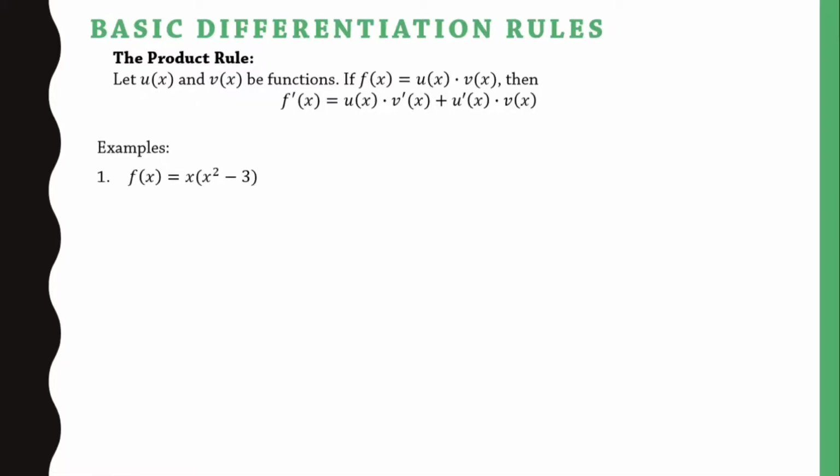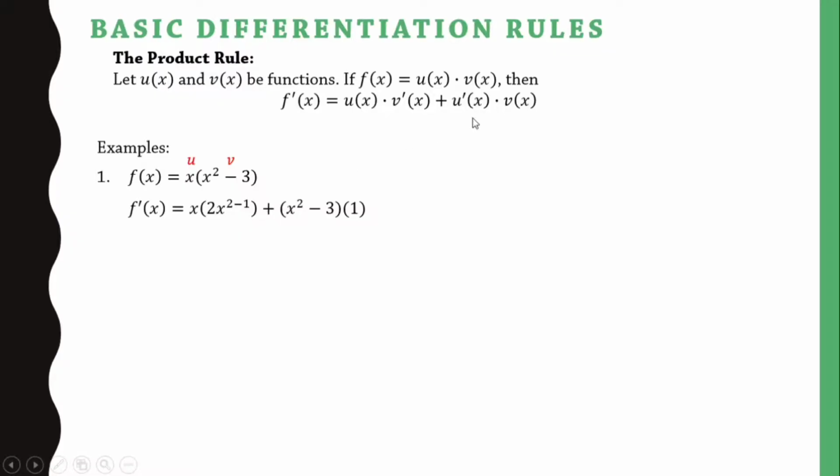Let's have some examples. If we have f of x equals x times x squared minus 3. So, we represent our u here as x and v is x squared minus 3. So for u of x, we simply copy x. Then v prime of x means we multiply it by the derivative of v. So derivative of x squared is 2x raised to 2 minus 1, minus derivative of 3, that's minus 0. So no need to write that anymore.